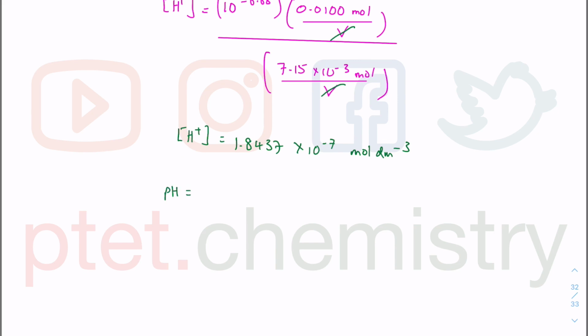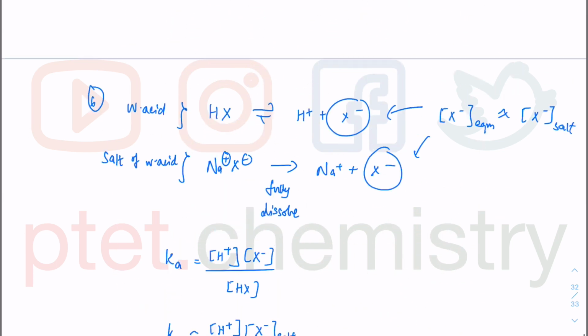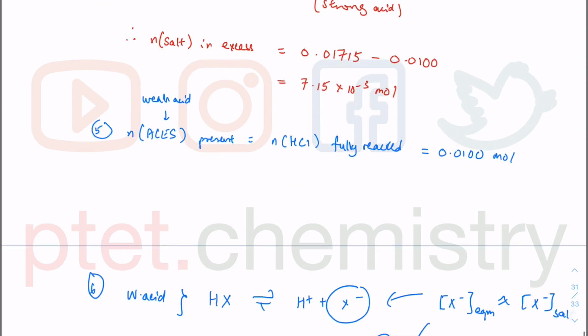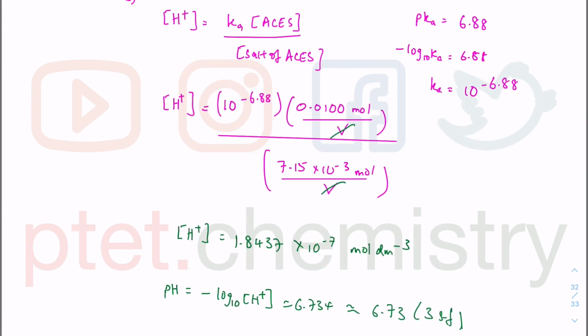Last but not least, they want the pH, which is minus log 10 of H plus. I pop that in, I get 6.734. I can round it to 3 significant figures as per the rest of my data. The rest of my data was rounded to 3 significant figures because the original data given was all to 3 significant figures. This is called appropriate number of significant figures as per the data given.